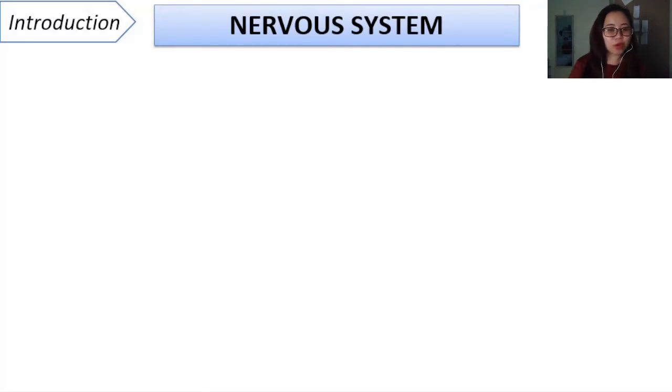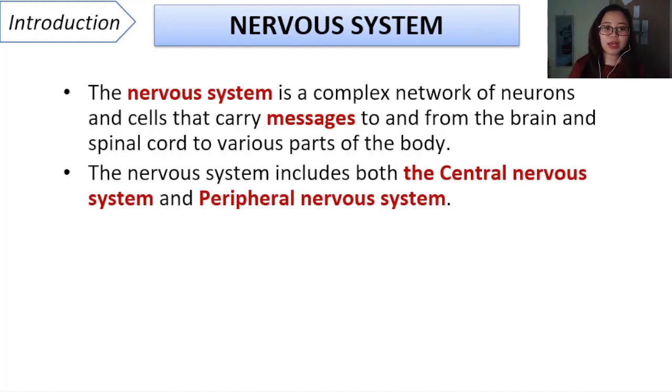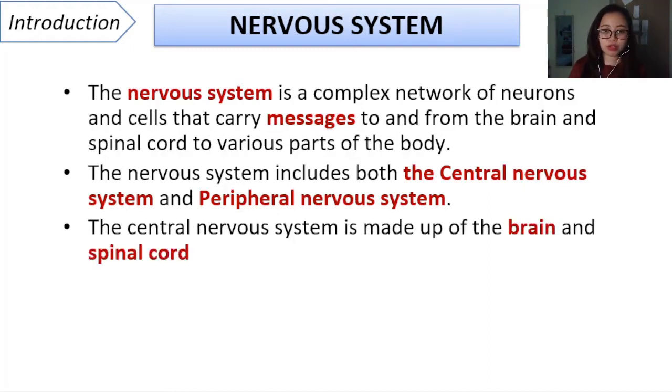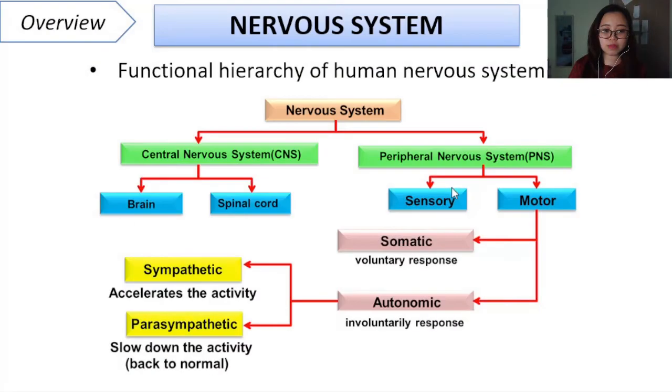So just a very quick introduction, your nervous system is a complex network of neurons and cells that carry messages to and from the brain and the spinal cord to various parts of the body. The nervous system includes both the central nervous system and the peripheral nervous system. The central nervous system will be made up of the brain and the spinal cord, whereas the peripheral nervous system is made up of the somatic and autonomic nervous systems.